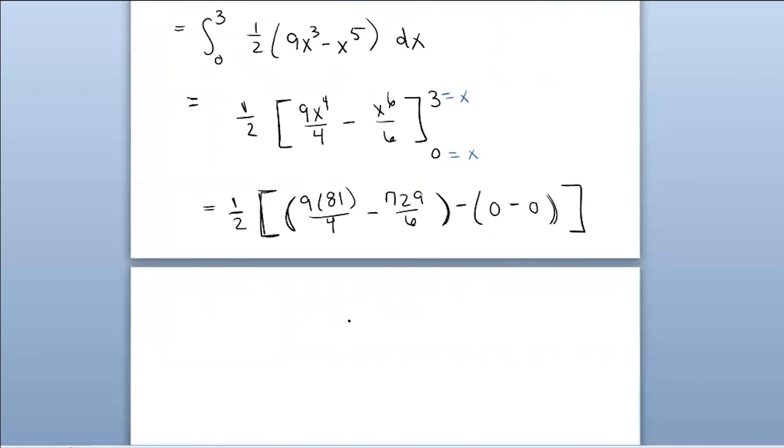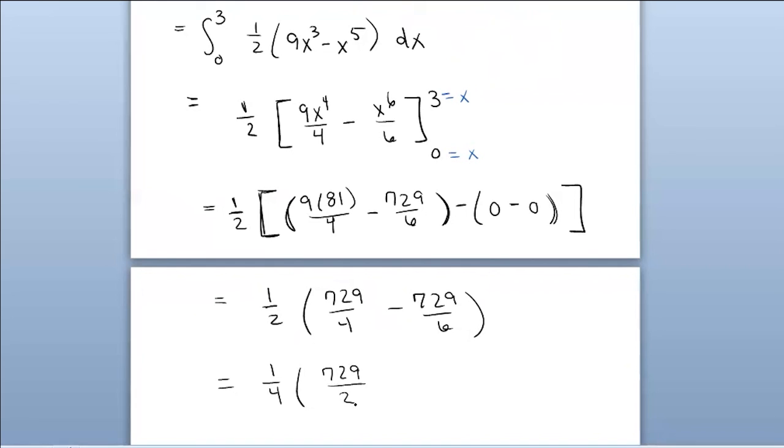Now we can do a little bit of simplification. I'm not really sure how much you would be interested in. I don't know that I'll simplify the whole way. To me, it's not crazy important, but for some people maybe it is. So 9 times 81 is going to be 729 over 4 minus 729 over 6. Again, we could actually pull a 1/2 again. So if I pull a 1/2, I'll get 1/4 times 729 over 2 minus 729 over 3.